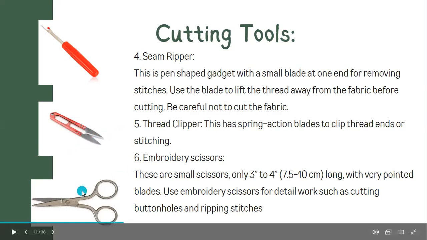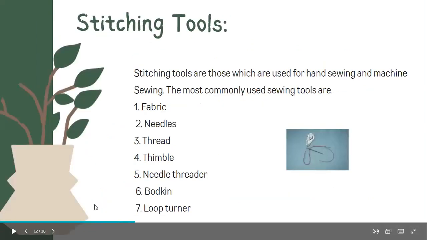The next one is embroidery scissors. These are small pointed scissors, about 3 to 4 inches in length, and they have very pointed blades. This is for cutting buttonholes, etc., and also used for detailed work in embroidery. So that is an embroidery scissor. So these are the cutting tools.